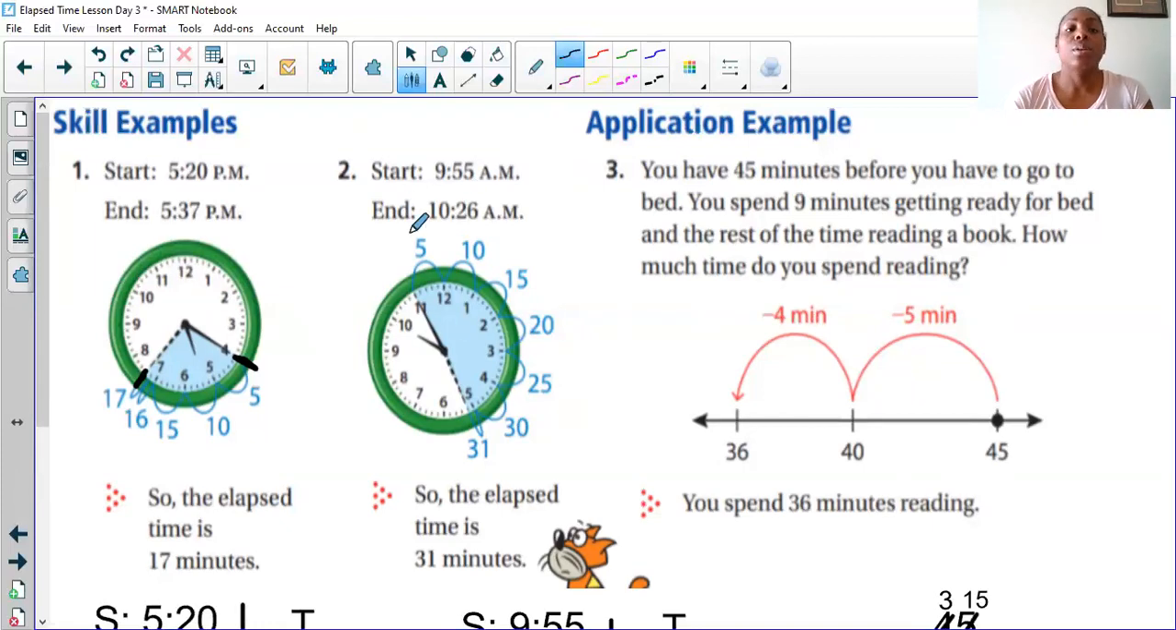And then of course, once again, it looks like we're going into another hour, from 9:55 to 10:26. So I would start at that 9:55 and I would mark off where I need to land at the 10:26. And then I would count by fives, 5, 10, 15, 20, 25, 30, 31, okay? Because we got that little jump right there, 31. So from 9:55 to 10:26 took 31 minutes.